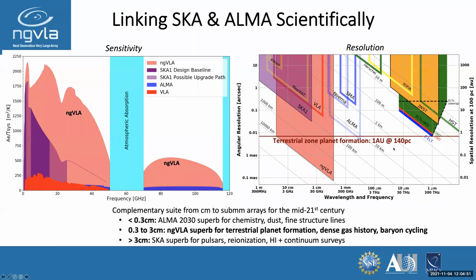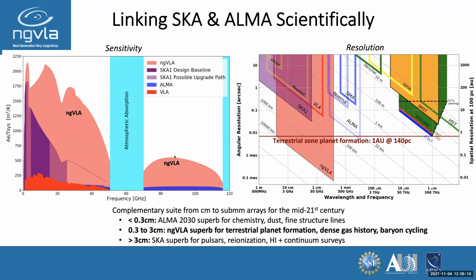So the ngVLA is really set to link the two premier radio interferometers that are on the horizon scientifically, and that is the SKA and ALMA. So on the left here, these are just two diagnostic plots to really show where the ngVLA fits within the parameter space achievable by these other facilities.